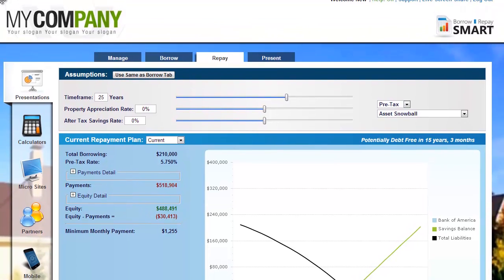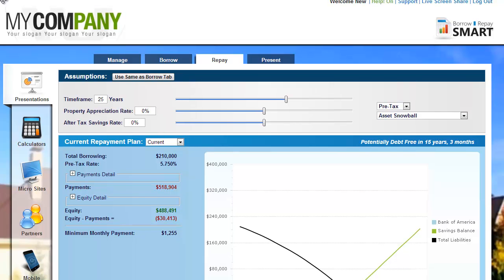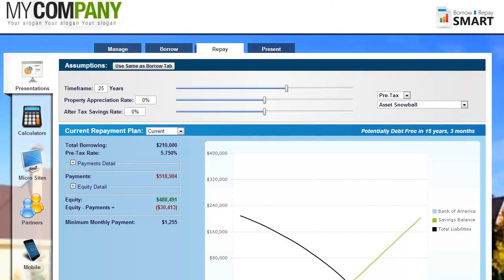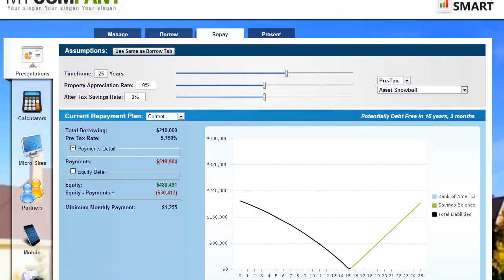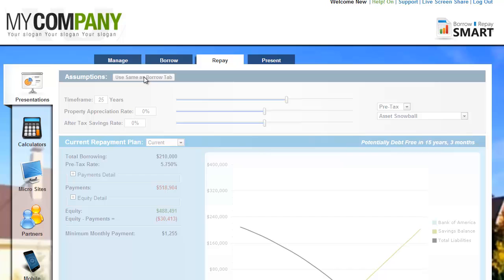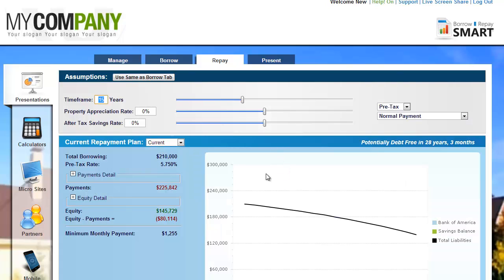What the Repay tab essentially is going to do is allow you to take anything that you were working on the borrow screen and go through and modify that in a graphical format, from a graphical look and feel. I recommend if you're on this tab, you click the Use Same as Borrow tab. What that does is that syncs up all of the data that you have on the Borrow tab that you might have been working with.